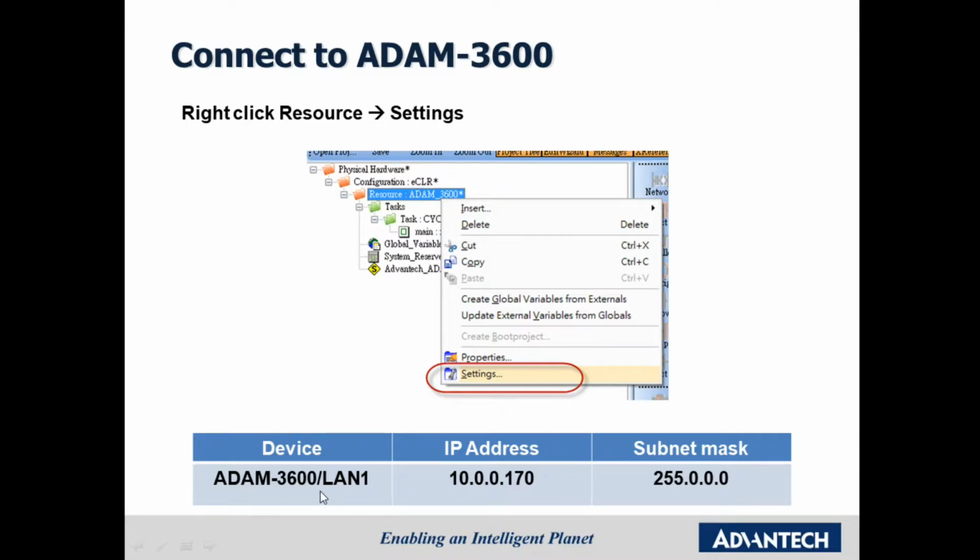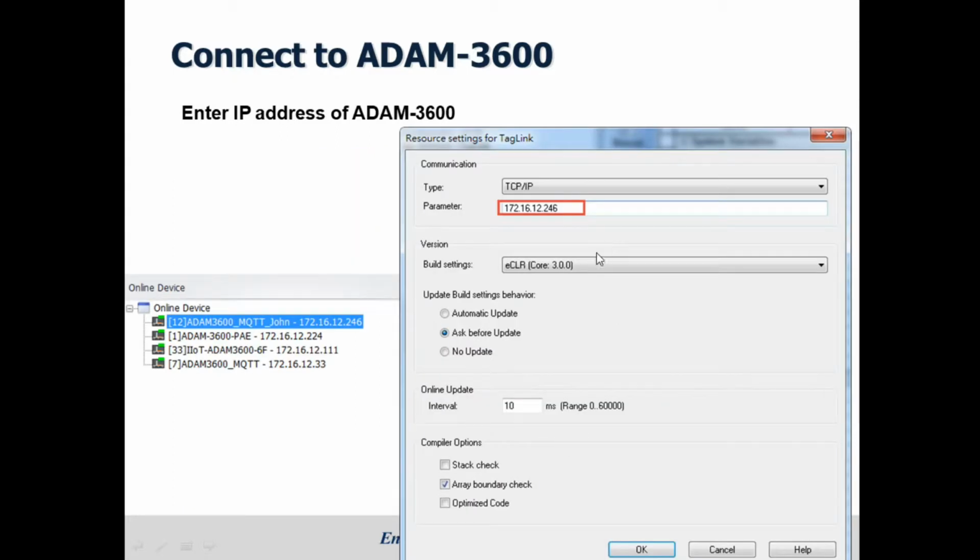For example, if your ADAM3600 uses 10.0.0.17, please set it up here based on your device. After you set up your TCP/IP, keep the others as default. It's fine. Okay, and click on OK.